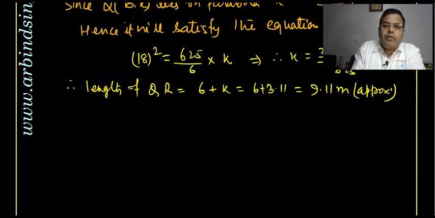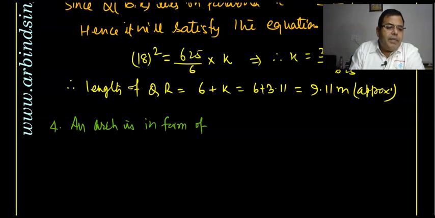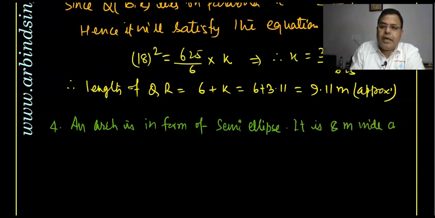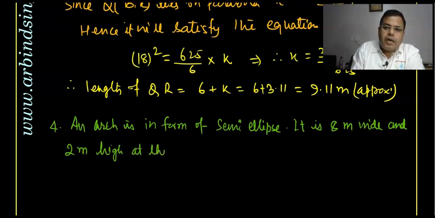Now, let us discuss question number 4. Question number 4 is: an arch is in the form of a semi-ellipse. It is 8 meter wide and 2 meter high at the center. Right? Find the height of the arch.